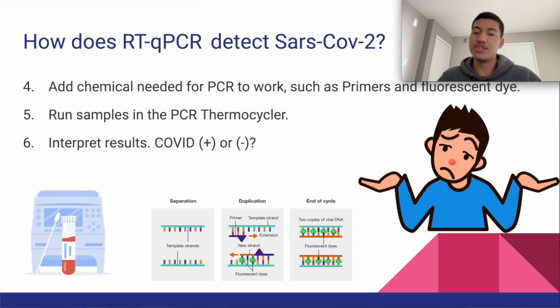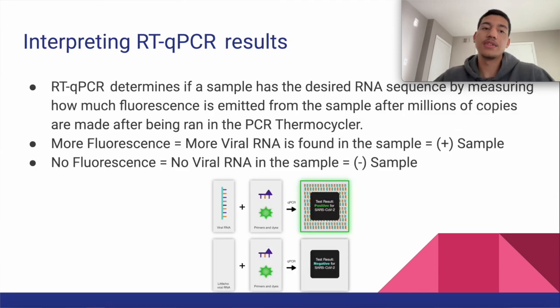So we put them in a PCR thermocycler, which is the name of the machine where you put in the samples. What happens in the PCR thermocycler is that there will be different temperature cycles, which will trigger the replication of the genetic material inside our samples. And then at the end of our cycle, which can range from 30 minutes to an hour or a little bit more time, depending on the test and who's running it, we're left to interpret our RT-qPCR results.